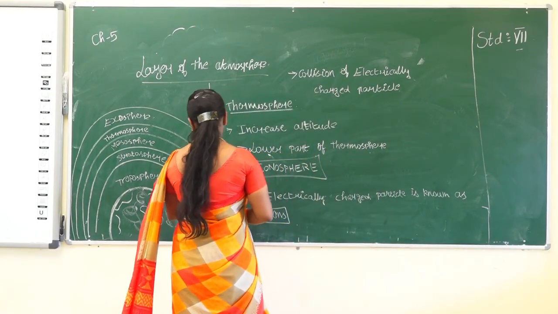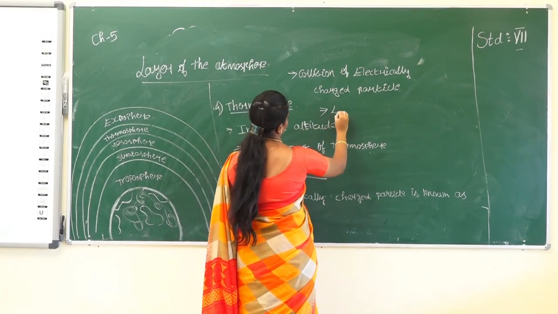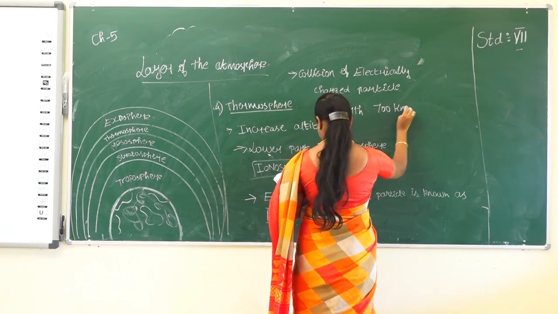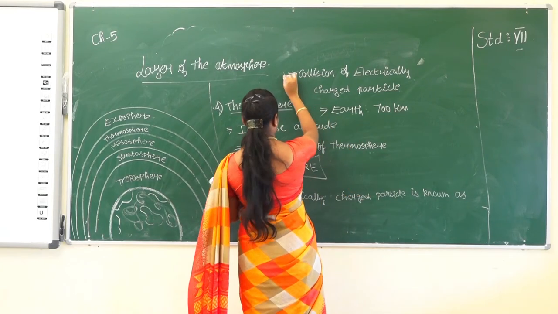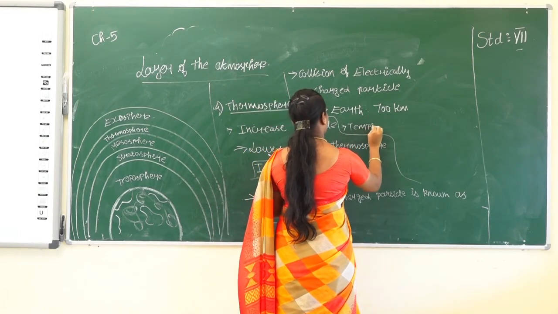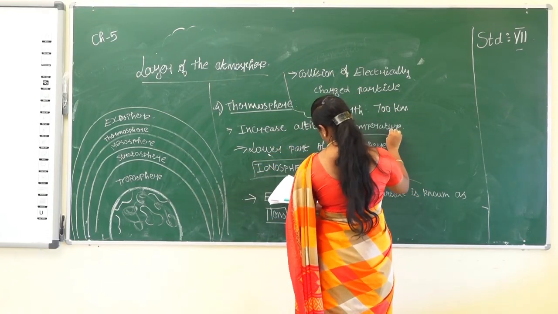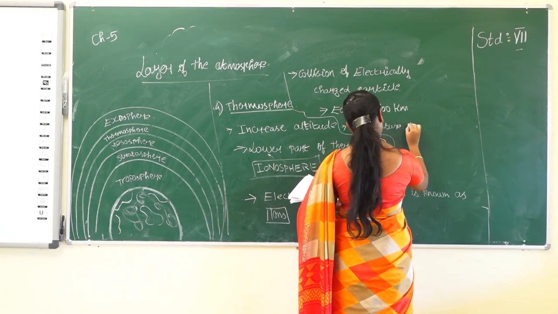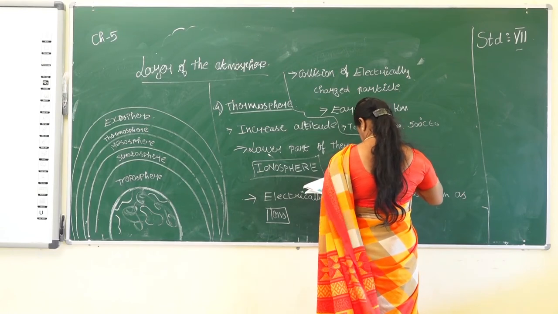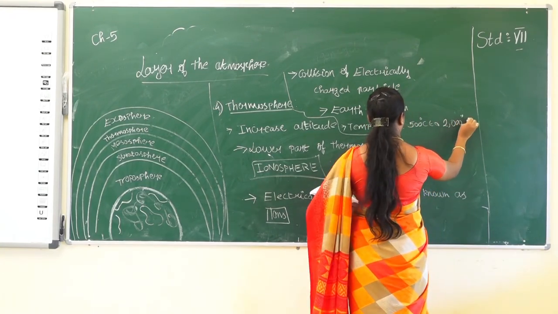As well as that, the thermosphere is 700 kilometers from the earth, right? From the earth's surface, what is the distance, students? It is just 700 kilometers away from the earth, right? And the temperature of this layer is 2000 degrees Celsius.